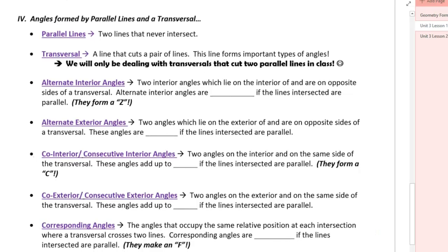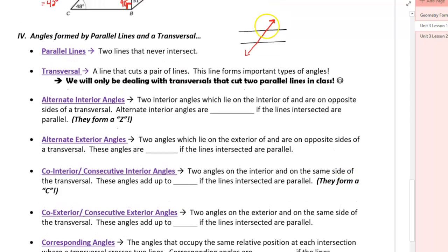So for instance, if I have two parallel lines, remember that parallel lines are two lines that never intersect. A transversal is a line that crosses through these lines. When you have that case, you have a lot of different angles that are formed. You have this angle here, which we can call angle 1. You have this angle here, which we can call angle 2. You have this angle here, which we can call angle 3. And you have this angle here, which we can call angle 4.